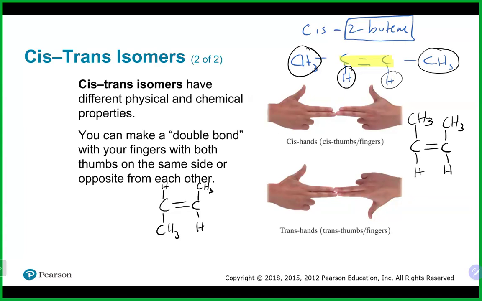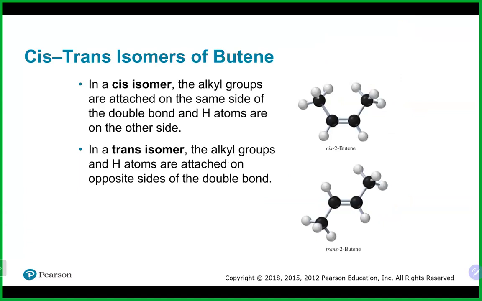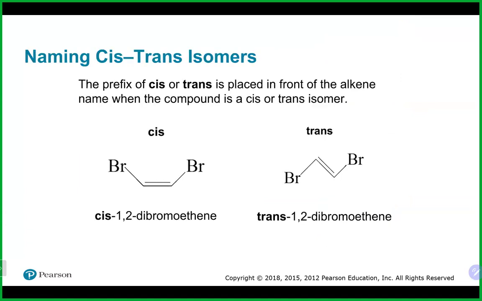Any questions on that? And here is the line structure. As you can see, our bromines here are on the same side of the double bond, which gives us cis, and our bromines on this one are on opposite sides of the double bond, which gives us our trans. How do we incorporate it into the name? We just add cis or trans to the beginning, and we name it just like normal.